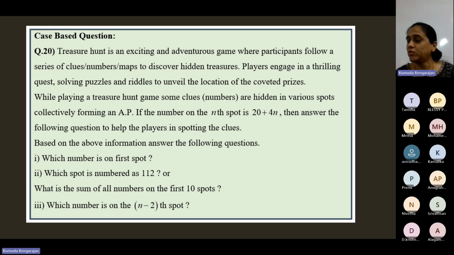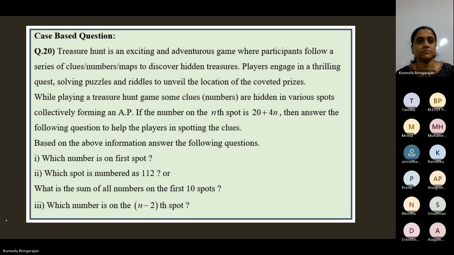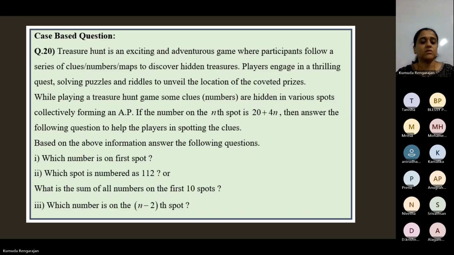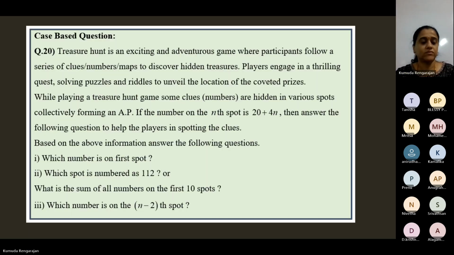So what is 20 plus 4n? It is A1 or S1? I'm sorry, it is An or Sn? An. An is equal to 20 plus 4n. So which number is on the first spot? A1 is equal to 20 plus 4 into 1, so 20 plus 4, 24. First one.